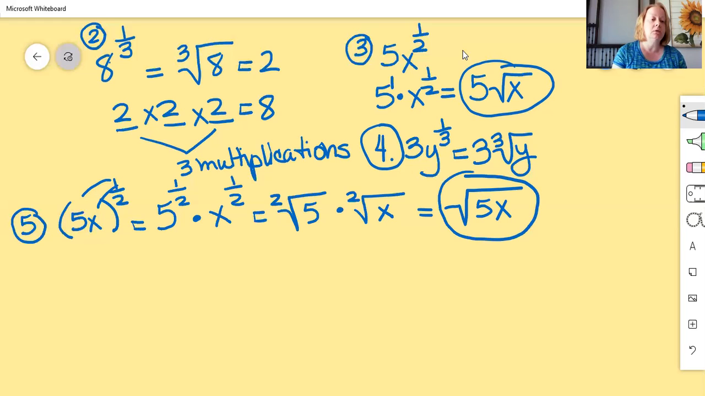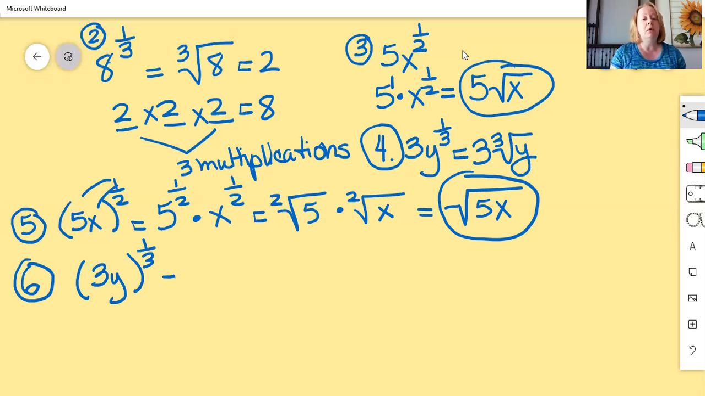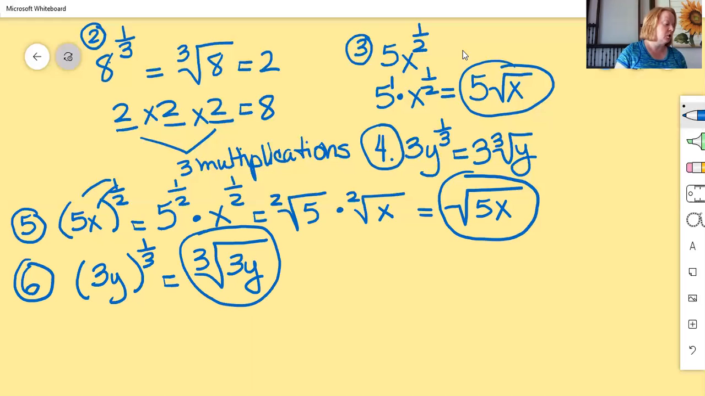Okay, let's try another one. Number 6. Let's say I have something similar to number 4. I have 3y to the 1/3 power. That means my index is 3, and I'm going to put both terms underneath the radical, and I'm finished.